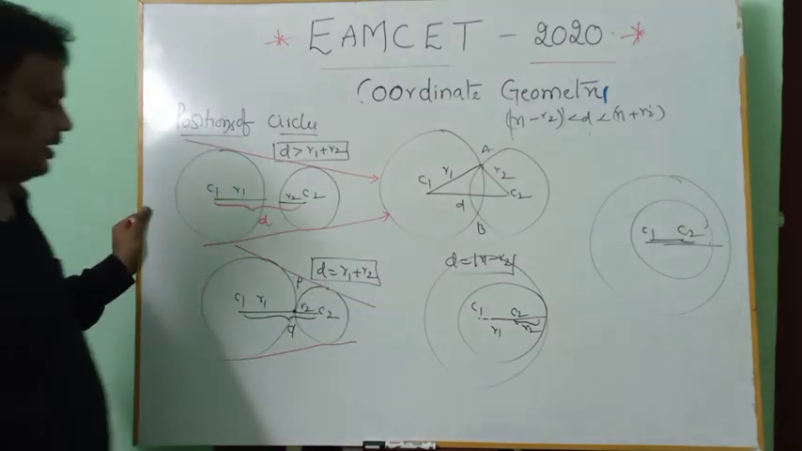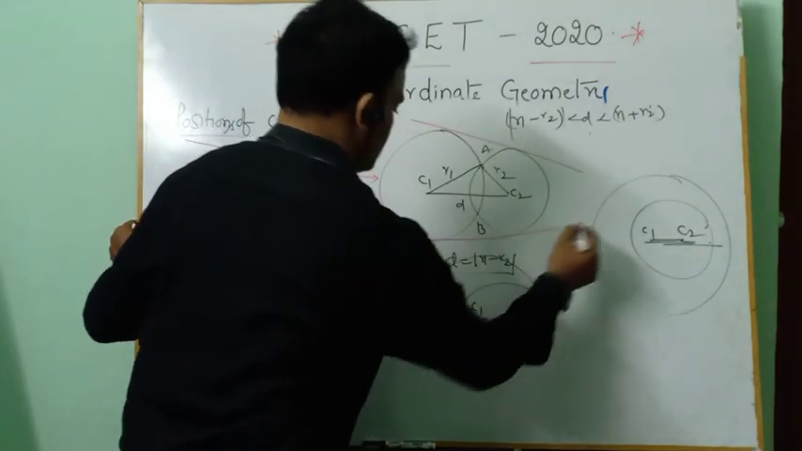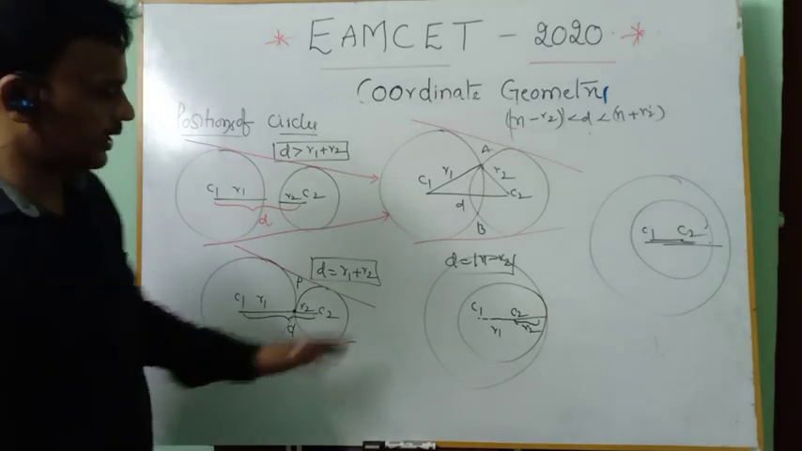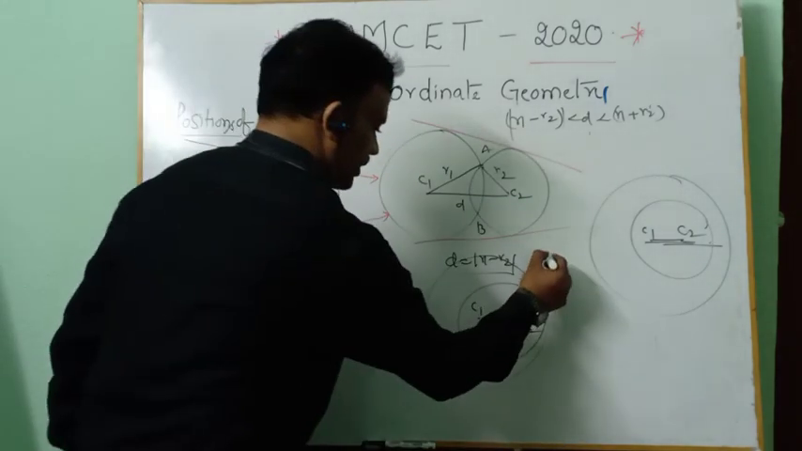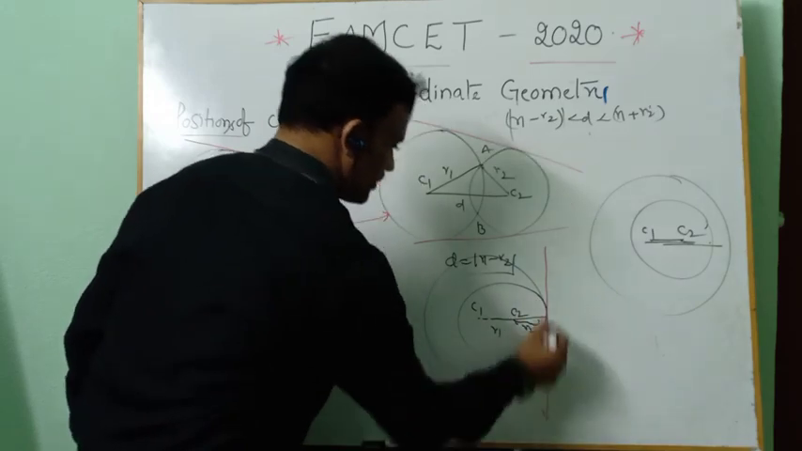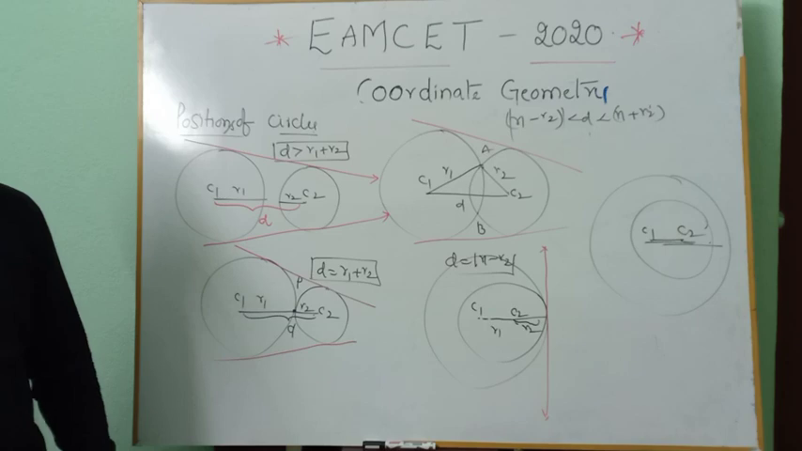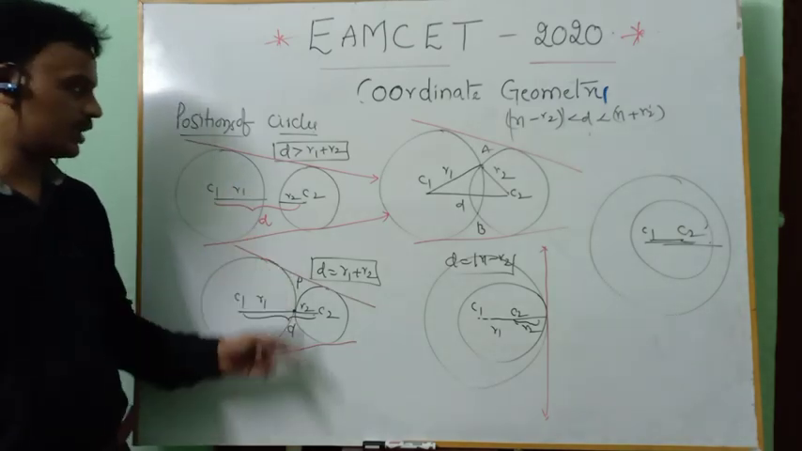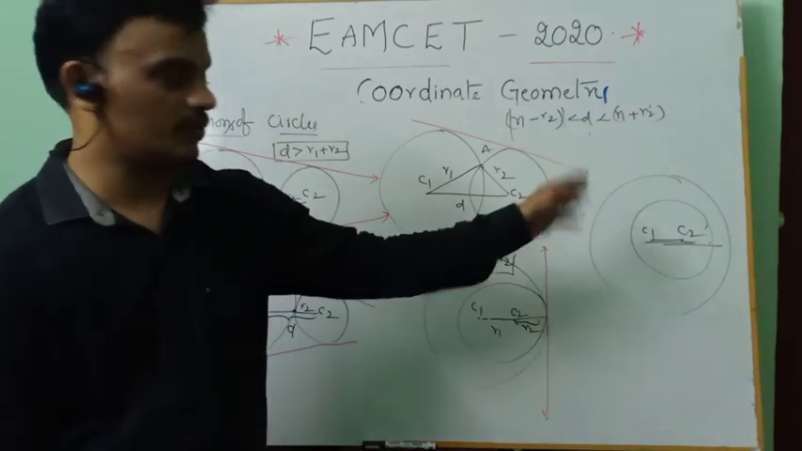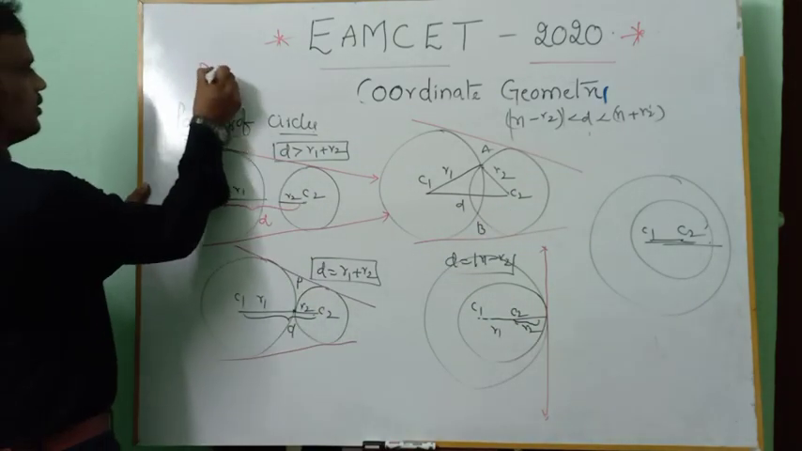Am I right, Anish? So what about this one? Here also two direct common tangents. Is there any direct common tangent here? Yes, there is only one direct common tangent like this. There is no common tangent for this one. So first condition 2, second condition 2, third condition 2, fourth condition 2, fifth one, there is none. So what are they called?